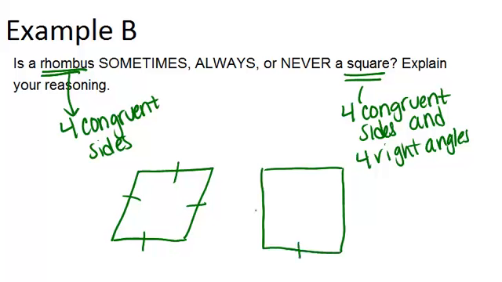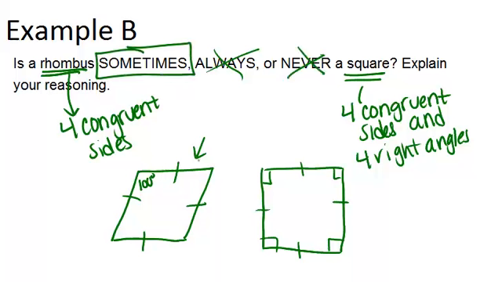And the reason is there are definitely many rhombuses out there that are not squares. So it can't be always, because this would be an example of a rhombus that is not a square. However, there are some rhombuses out there that are squares, because there are many rhombuses that also happen to have four right angles, and therefore they are squares. So there are examples of rhombuses that are squares. So the answer is not never. Therefore, it has to be sometimes. Some rhombuses are not squares, like this one, and some rhombuses are squares, like this one.